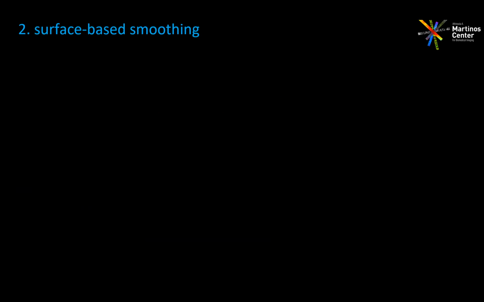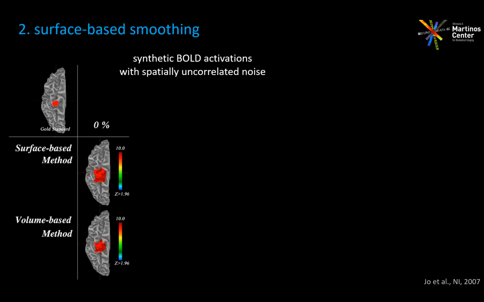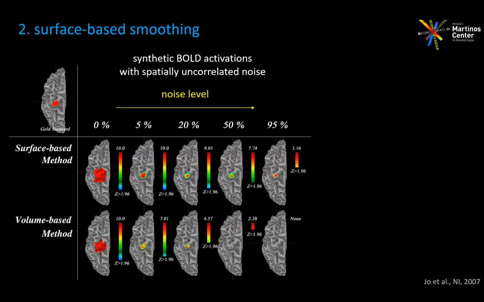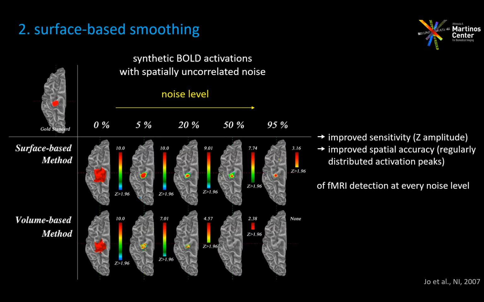All right, one more example. Here we have synthetic BOLD activations, and we're adding noise to our data. The middle row is the surface-based methods. The bottom is the volume. So this is the zero noise situation, and then we start adding noise. And what you can see here is that for the surface-based smoothing, we have improved sensitivity and improved spatial accuracy.